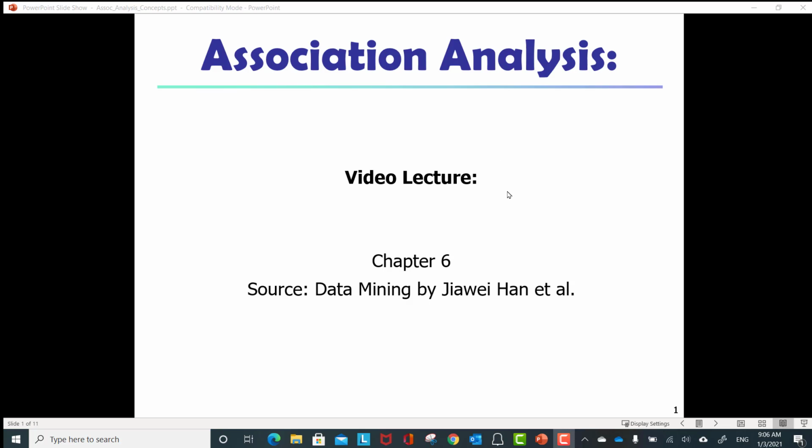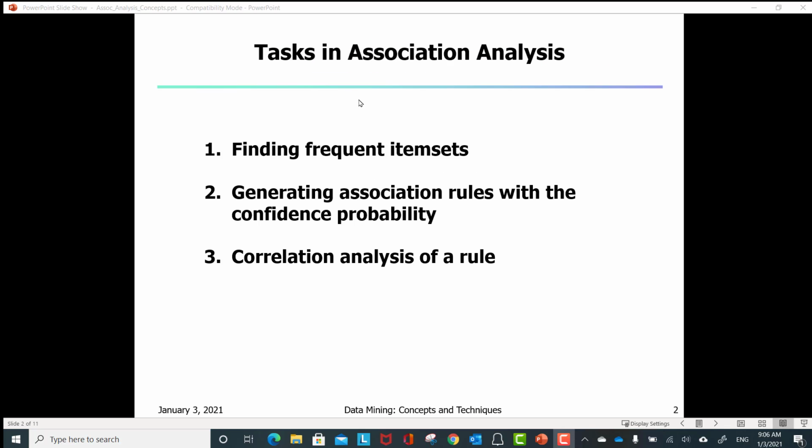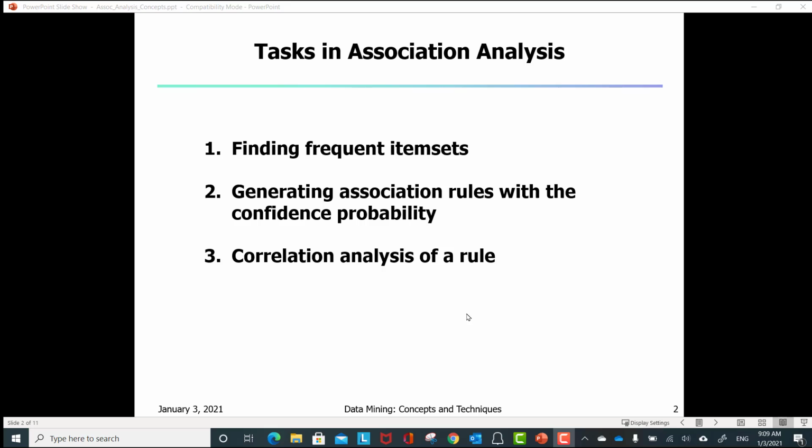Hello, in this video, let me talk about association analysis. There are three major tasks we need to understand for the association analysis. First, we need to find the frequent item sets from the data set. Once you find the frequent item sets, we need to generate association rules with the confidence probability. And then we need to check the correlations among the items for each rule, okay?